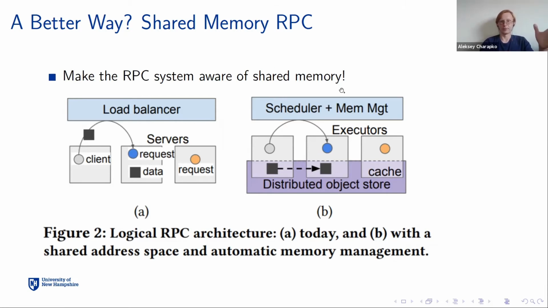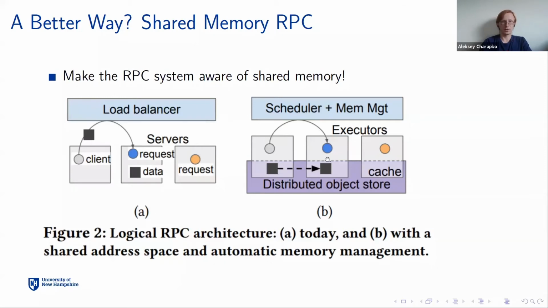So what this vision says is, we already have this load balancer, so why don't we change it into something a little bit more complicated that will include the scheduler and the memory management aspect for this entire shared memory system? And just like at the application level, we're going to build some kind of shared, distributed, in-memory key-value store to act as this distributed object store, to act as that shared address space, so to speak, for this RPC framework.